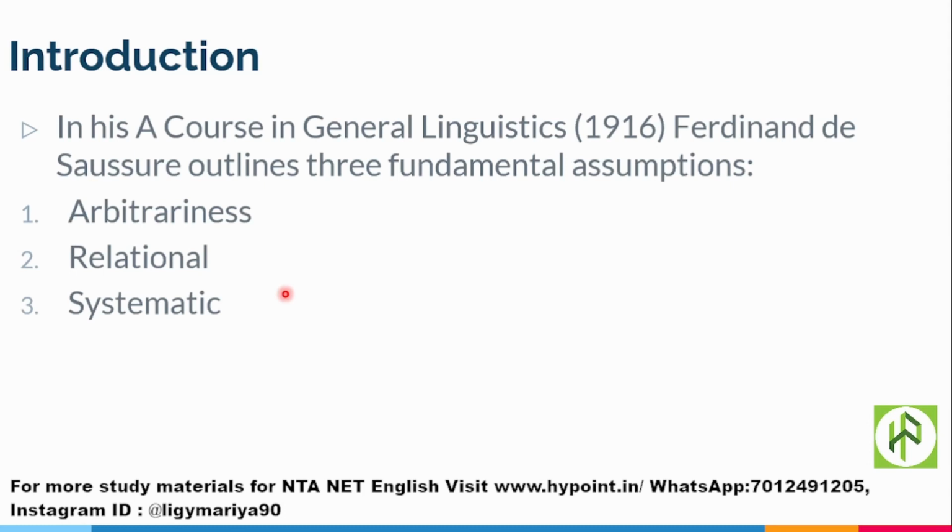Let me come to the three basic fundamental assumptions that Ferdinand de Saussure outlined in his work. The first one is arbitrariness. What is arbitrariness? When you hear this word, you have to remember this sentence: there is no one-to-one connection between the sign and its meaning, or the signifier and the signified.